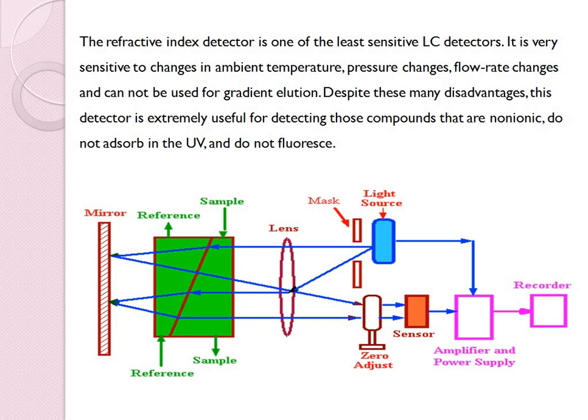The refractive index detector is one of the least sensitive liquid chromatography detectors. It is very sensitive to changes in ambient temperature, pressure, and flow rate, and cannot be used for gradient elution. Despite many disadvantages, this is an extremely useful detector for compounds that are non-ionic, do not absorb UV-visible light, or do not fluoresce. For that it is very useful.